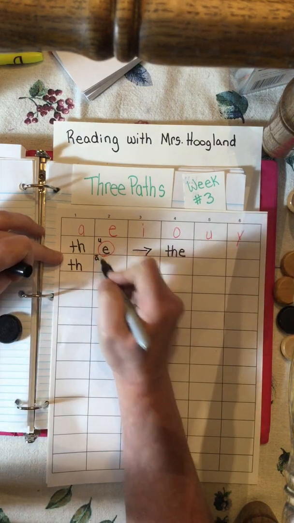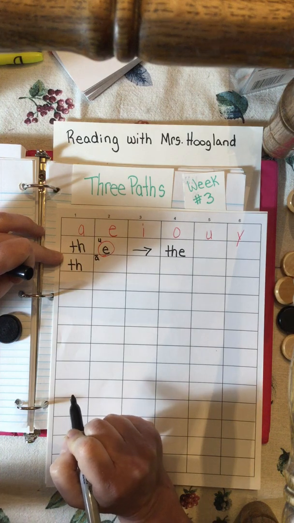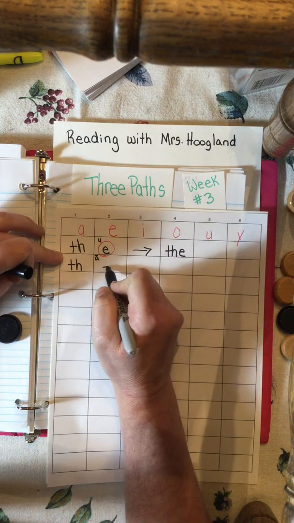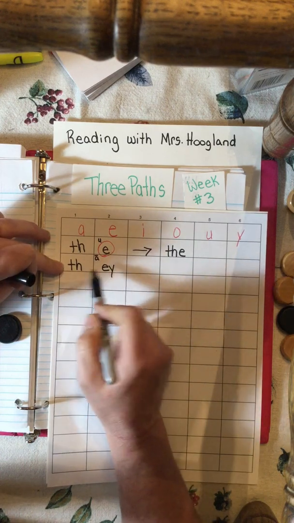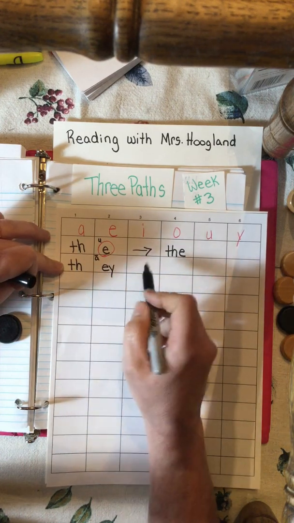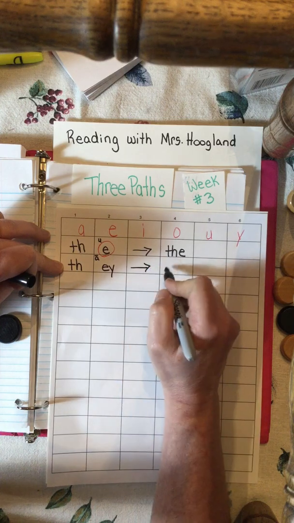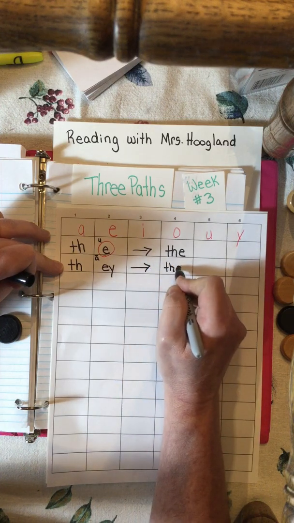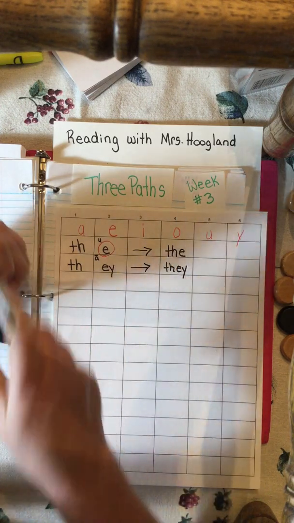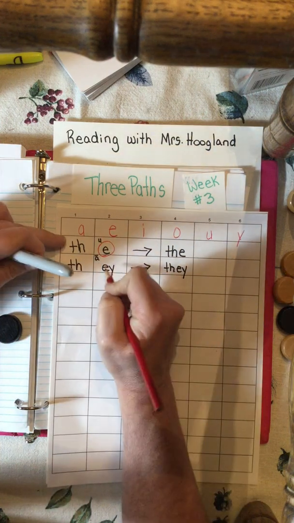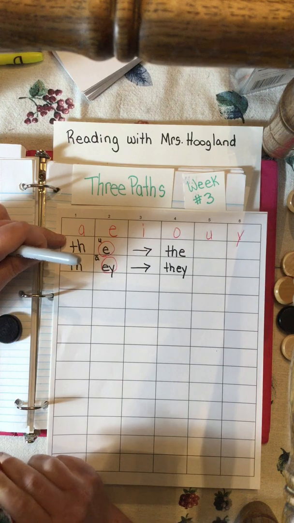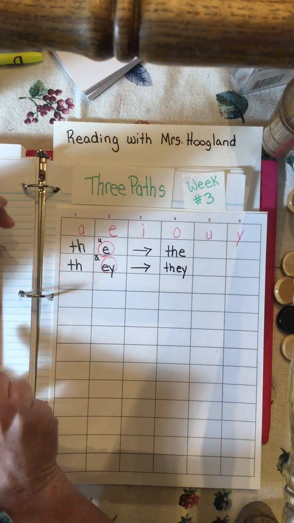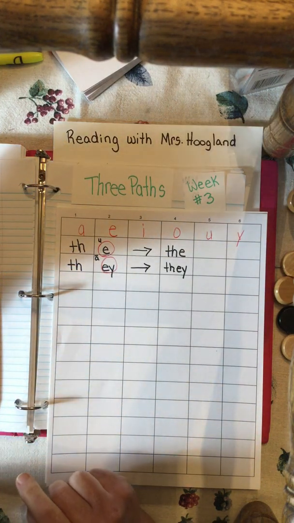Well, we have to think about what makes the A sound. In this instance, it is the E-Y. Now, if we put these two sounds together, th and A, we get the word they. Good job, friends. And where's our vowel? This is our vowel. Remember, our vowel is usually the letter we need to be flexible with, the sound that is probably going to change in the word.